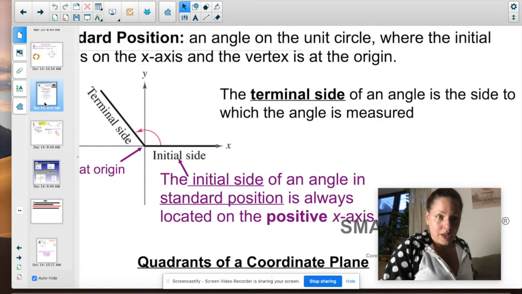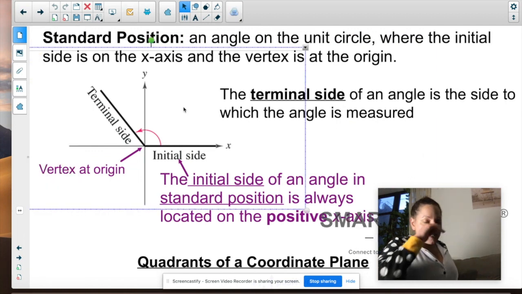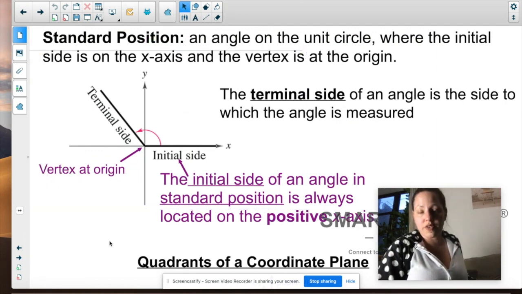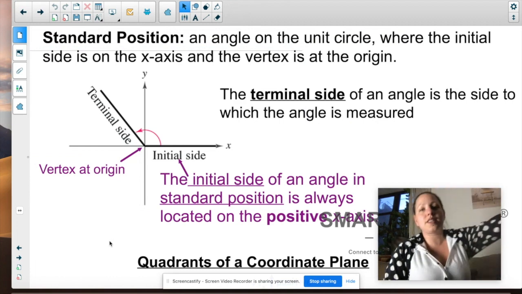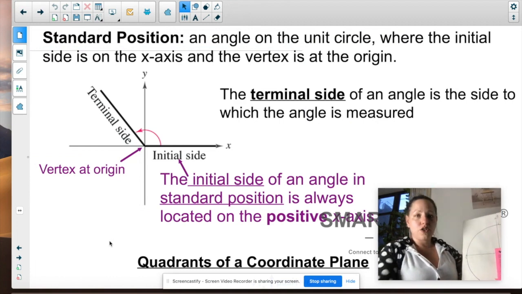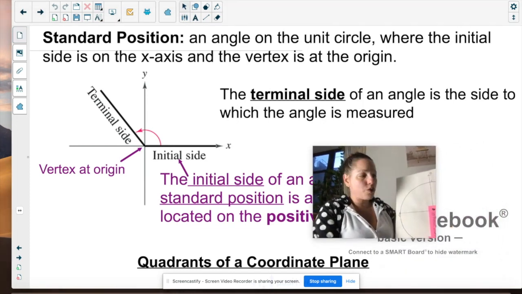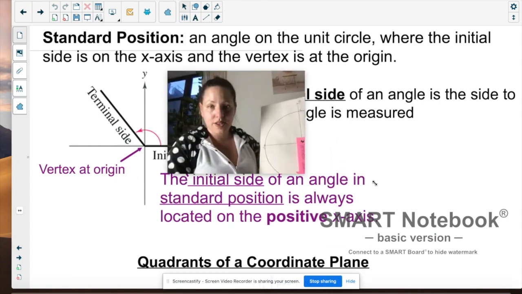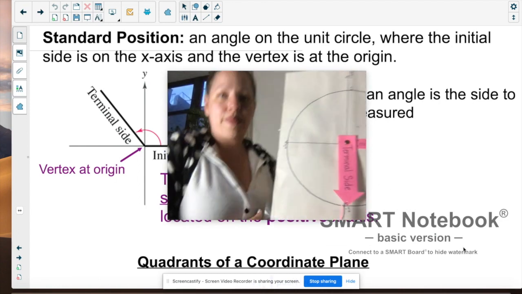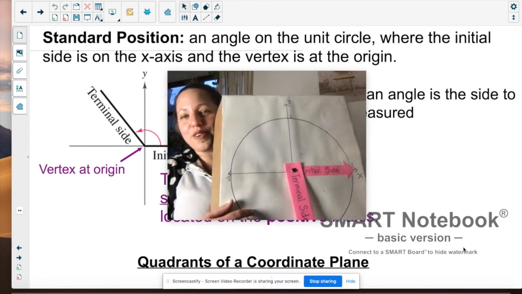Now some important things. The first thing is standard position of an angle on the unit circle. The initial side is on the x-axis and the vertex is at the origin. So you can pause this and take pictures of that. The terminal side, which is this right here, is the side to which the angle is measured. I'm going to show you what this all looks like. So here we've got our unit circle.